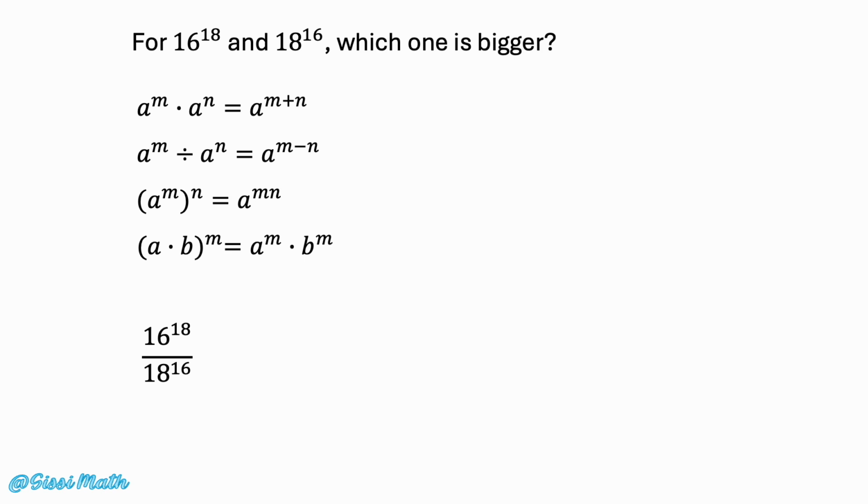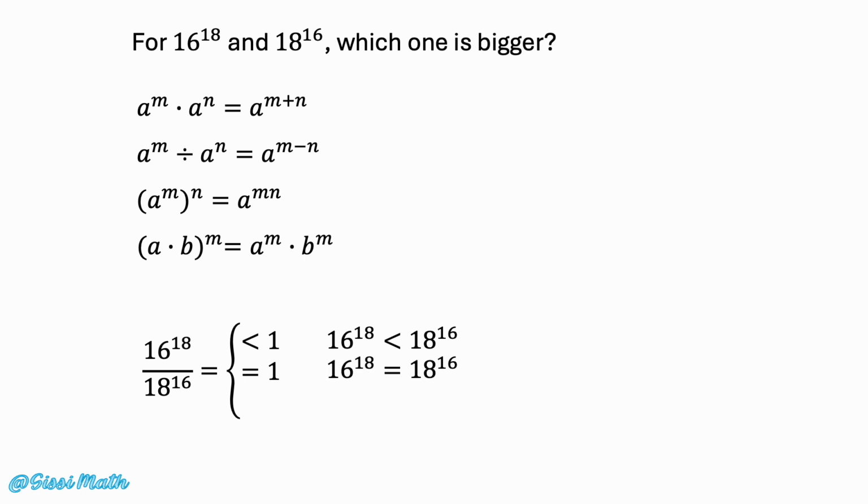To compare these two numbers, we can write it into a fraction form. If this fraction value is lower than 1, we can say 16 to the power of 18 is lower than 18 to the power of 16. If this value is equal to 1, then we can say 16 to the power of 18 is equal to 18 to the power of 16. And if this value is larger than 1, we can say 16 to the power of 18 is larger than 18 to the power of 16.